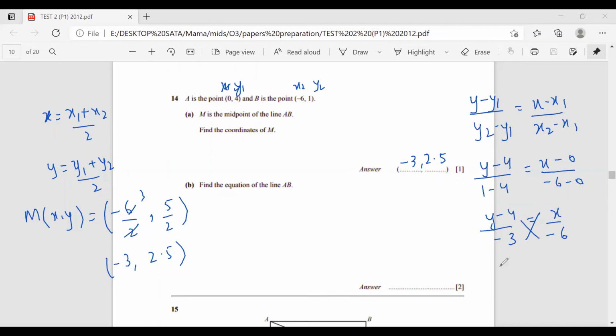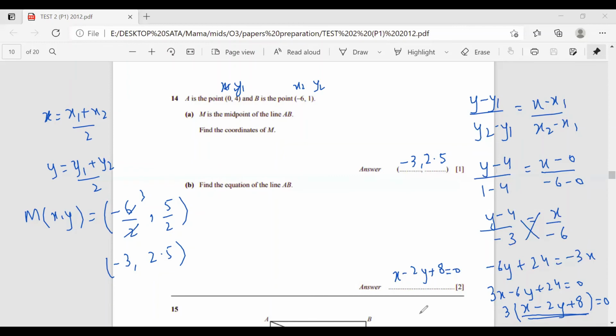After cross multiplication, I'll get minus 6y plus 24 equals minus 3x. If I rearrange my terms, it will be 3x minus 6y plus 24 equals 0. Taking 3 common from the whole equation, I'll get x minus 2y plus 8 equals 0, because 3 will divide over here. So my final equation is x minus 2y plus 8 equals 0. Clear?